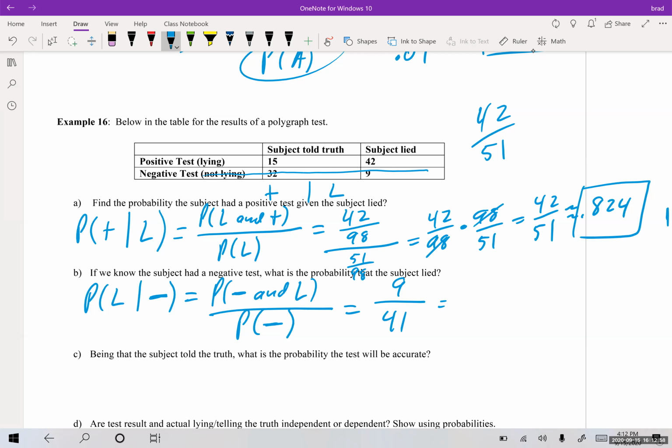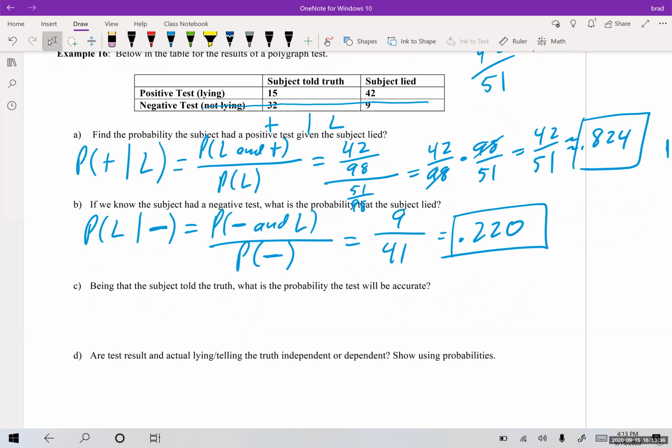And again, it's technically 9 over 98 and 41 over 98, but the 98s are going to always cancel in this particular problem. So we end up with 9 over 41, which is 0.2195. So about 0.220. Okay. So that is our probability of lying given that we know they had a negative test result. So it's saying that there's a 22% chance that this person lied given that we know they already had a negative test result. So they're kind of fooling the machine, right? Somebody that lied but tested negative, meaning not lying, they're fooling the machine.